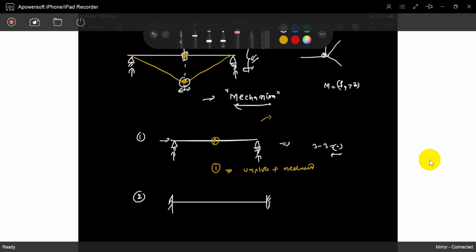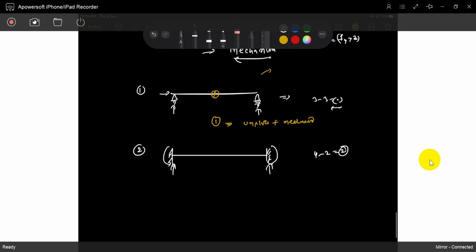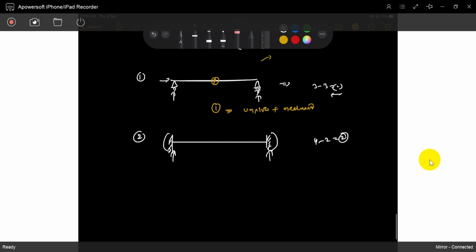Don't take horizontal loads, only vertical loads. So what is the indeterminacy? You already know it. Don't consider horizontal load, just take vertical loads. So it's 4 minus 2, it's 2. 2 is the indeterminacy. Okay, now we will go to the 1.